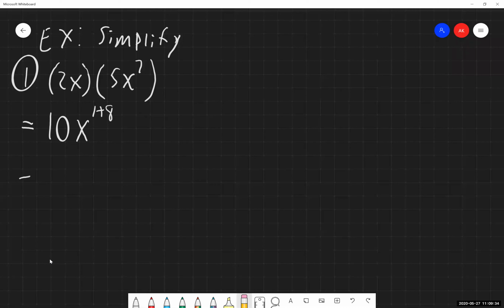I'm getting ahead of myself here. There we go. Which gives me 10x to the 1 plus 7th power. We're going to write out that extra step. 1 plus 7 is going to give us 8. So my final answer to this first example is going to be 10x to the 8th.